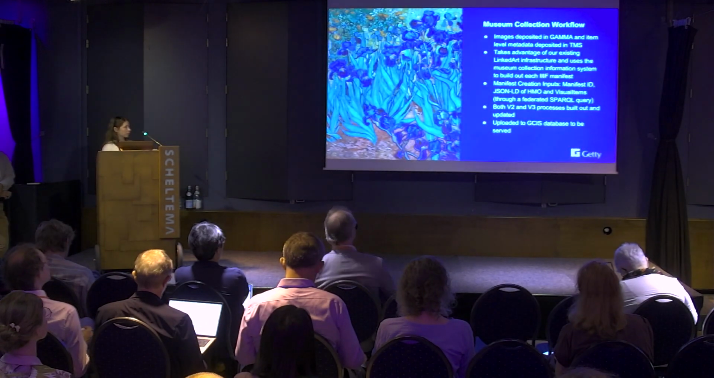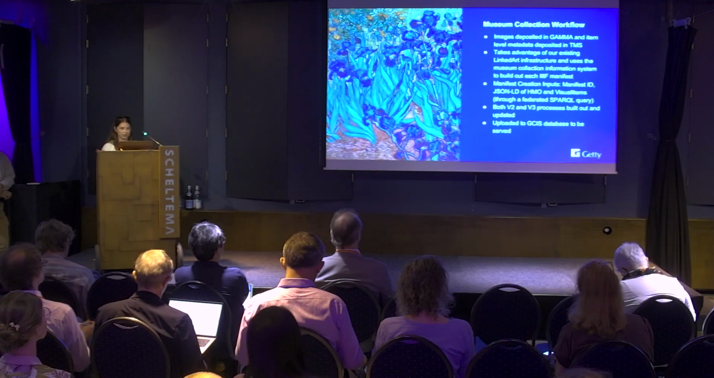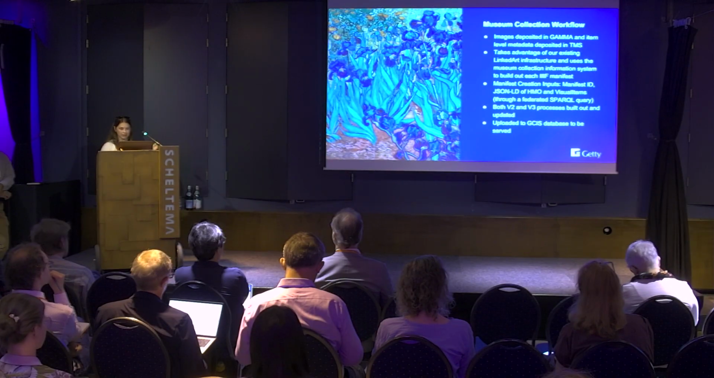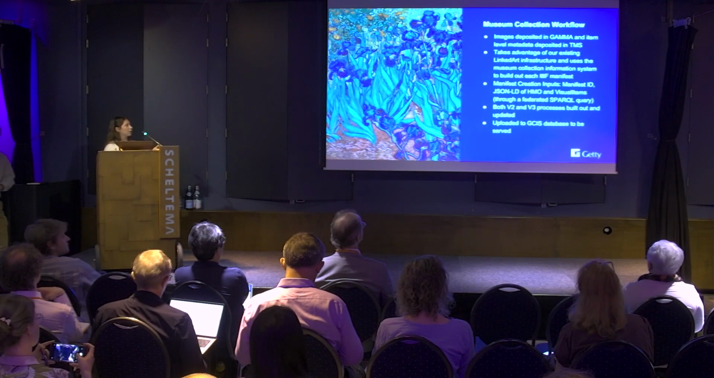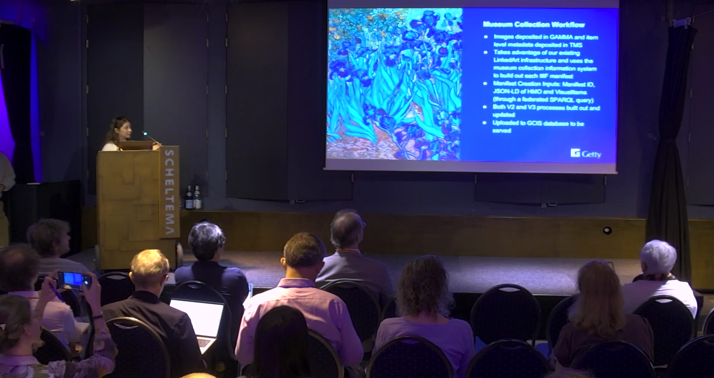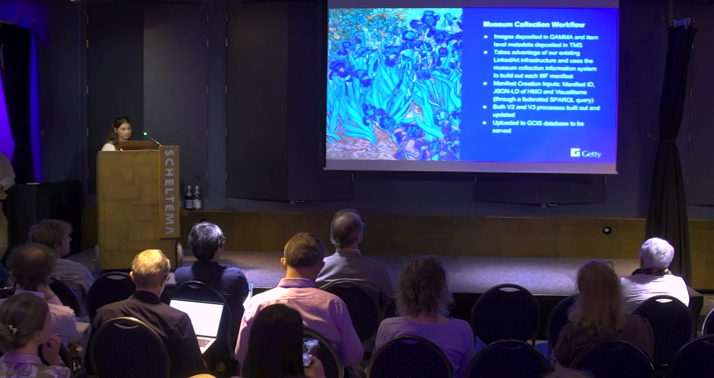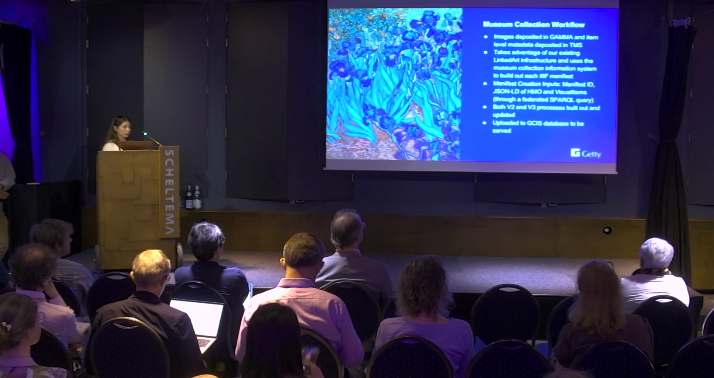First I'll start with what I think of as the most unified process thus far, which has some of the less messy bits and has been standing for the longest. Images are deposited into Gamma, and item level metadata is deposited into TMS. Images are also deposited into TMS, and then that data goes through a transform process that's part of our existing Linked Art infrastructure.